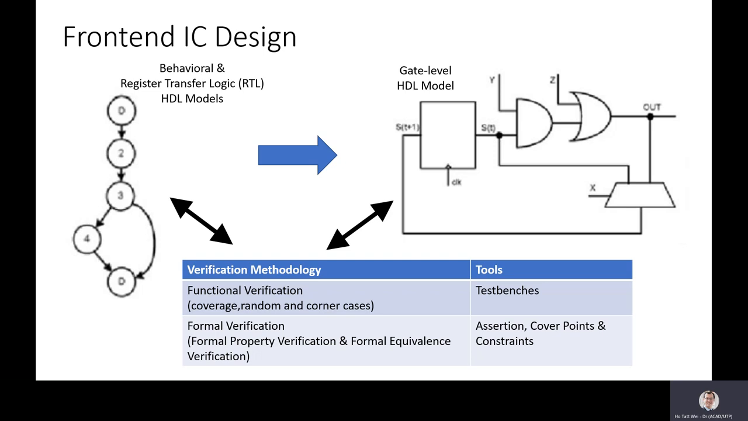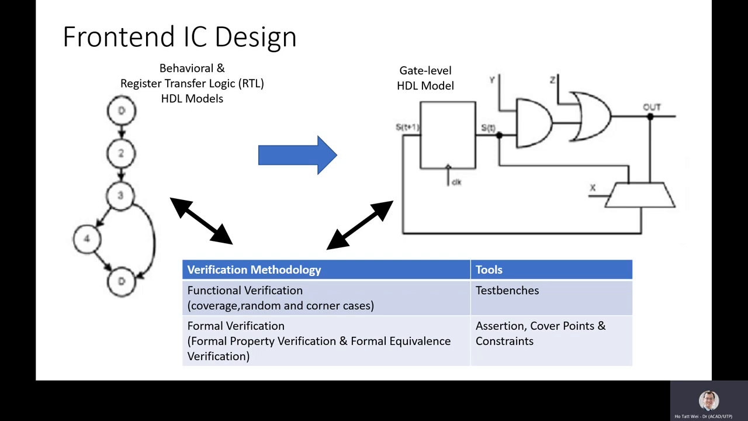And the verification process, there are two main and complementary approaches to verification, that is to ensure that the behavioral and RTL as well as the gate level models meet specifications and are equivalent. The first approach, which is widely used in industry, is called functional verification.